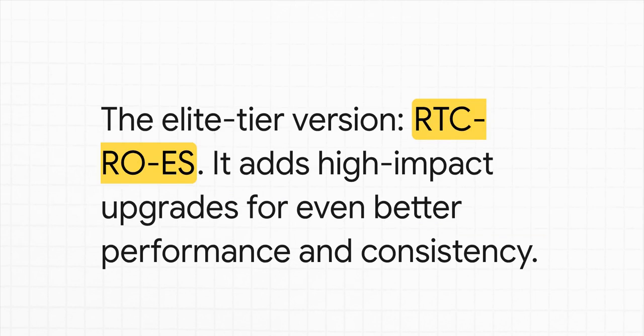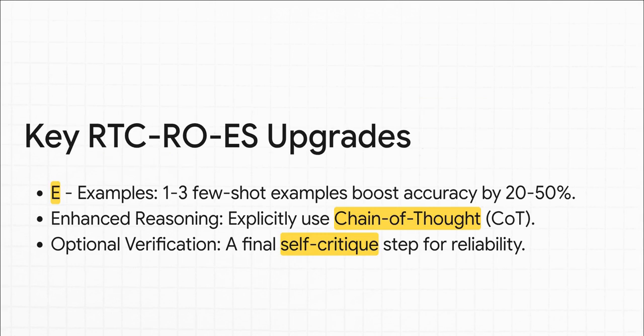Now you know how tech works. It never stands still. And like any professional tool, this framework has evolved. The current, elite-tier version adds a couple of really high-impact upgrades, turning RTC-RO-S into RTC-RO-ES. Let's take a look at what's new. So the biggest upgrade here is the E for examples. It turns out giving the AI just 1 to 3 perfect examples of what you want, a technique known as few-shot prompting, can dramatically boost its accuracy.